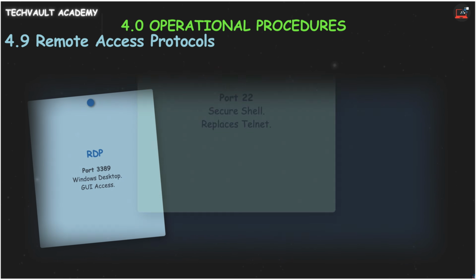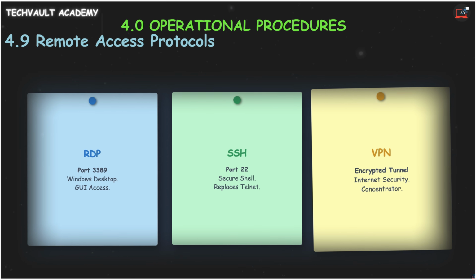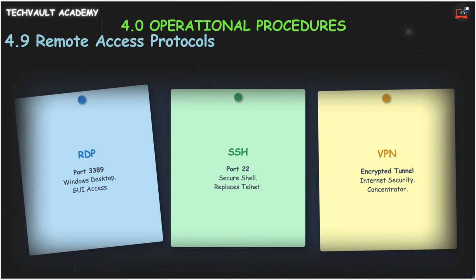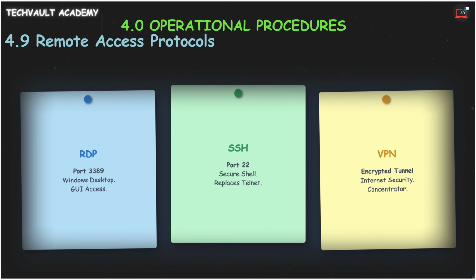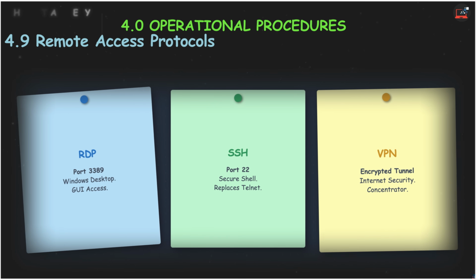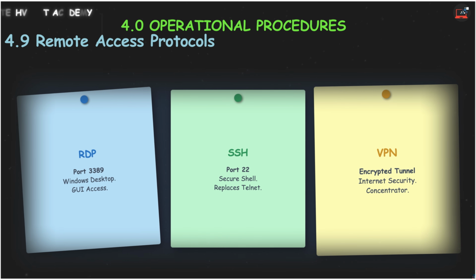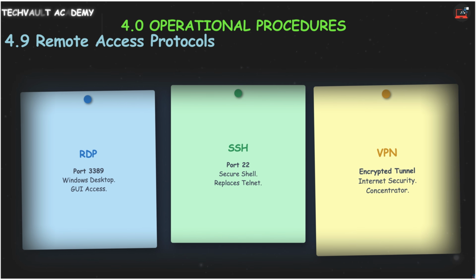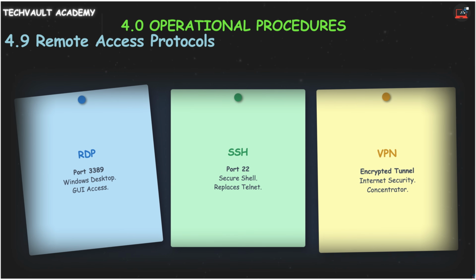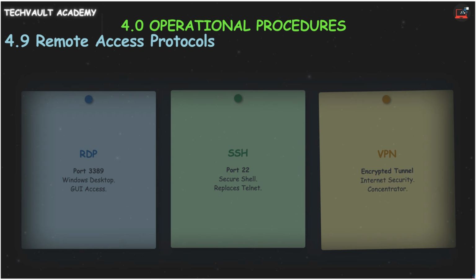To summarize, RDP uses port 3389 for desktops. SSH uses port 22 for secure command lines. VPNs encrypt data over the internet. And tools like RMM and WinRM allow for centralized automated management.